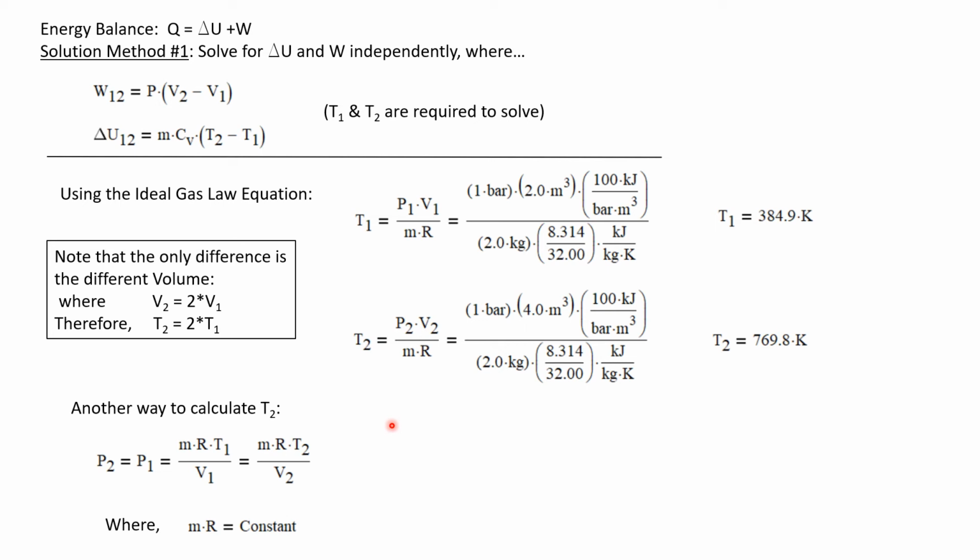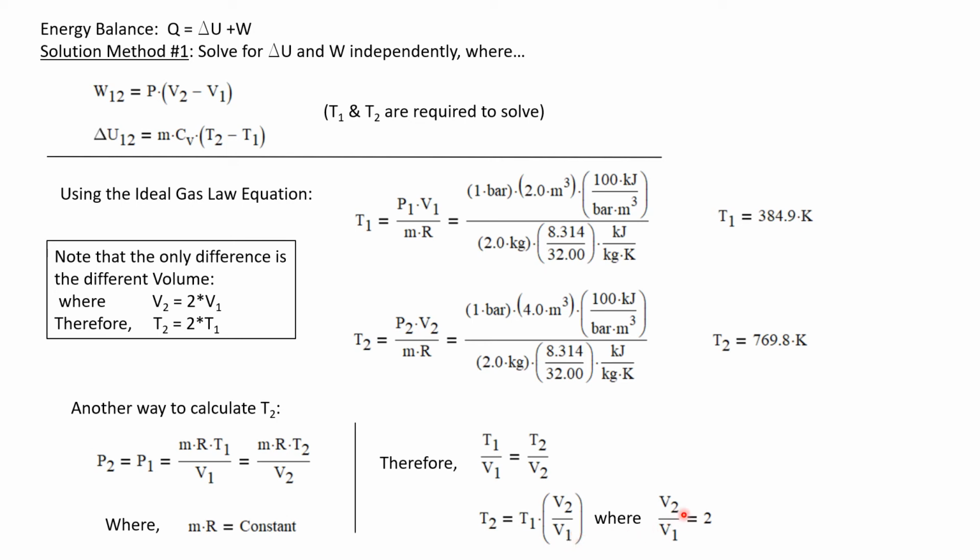Well, now that we know that, I'll show you that there was actually another way to calculate T2. We know in a constant pressure process, P2 is P1. So it's mR T1 over V1 is mR T2 over V2. But mR is a constant, so we can exclude it from this equality. And I'm left with T1 over V1 is T2 over V2. Or the final temperature T2 is T1 times V2 over V1.